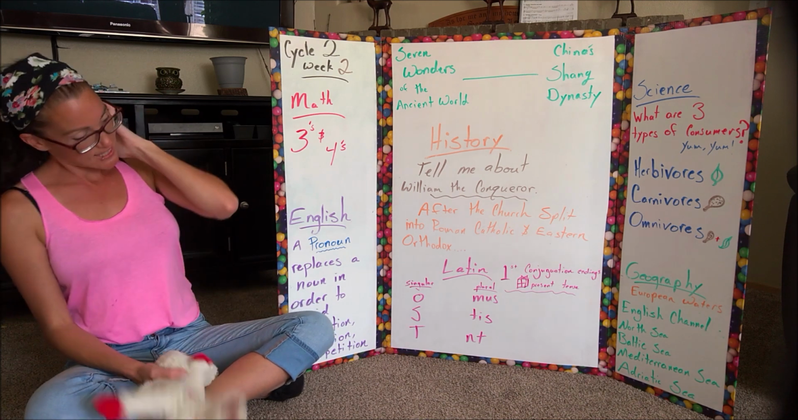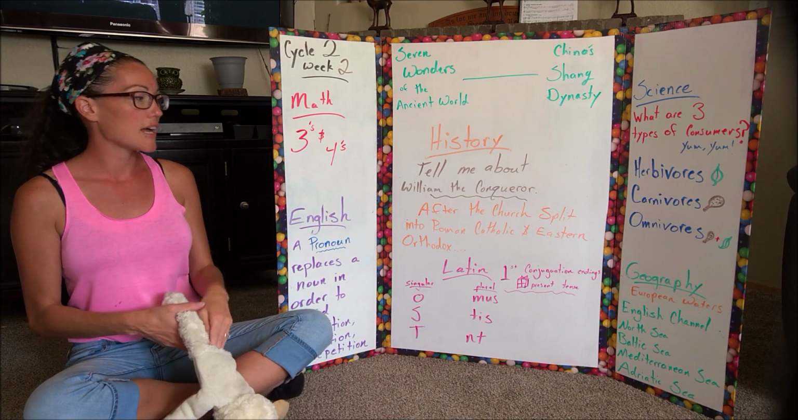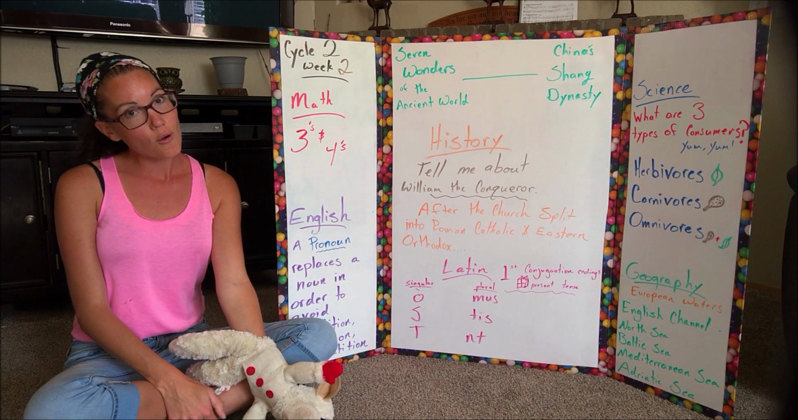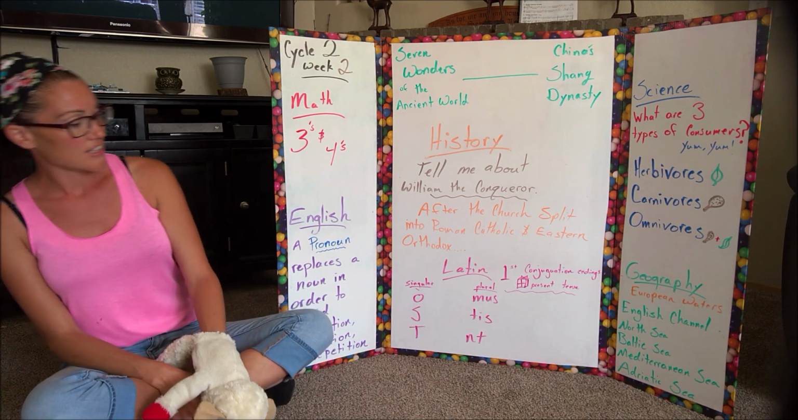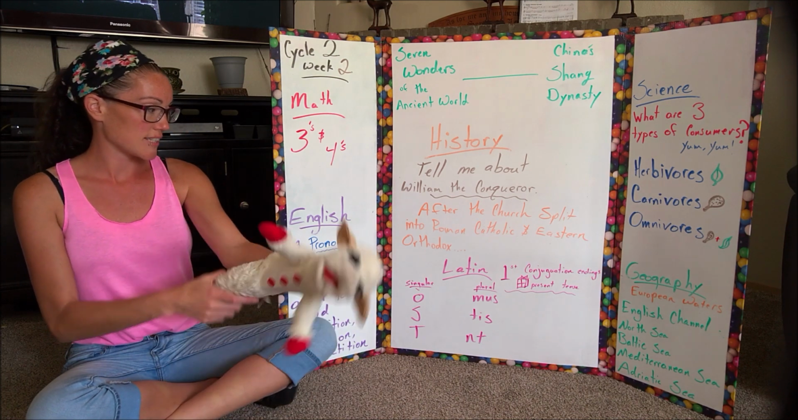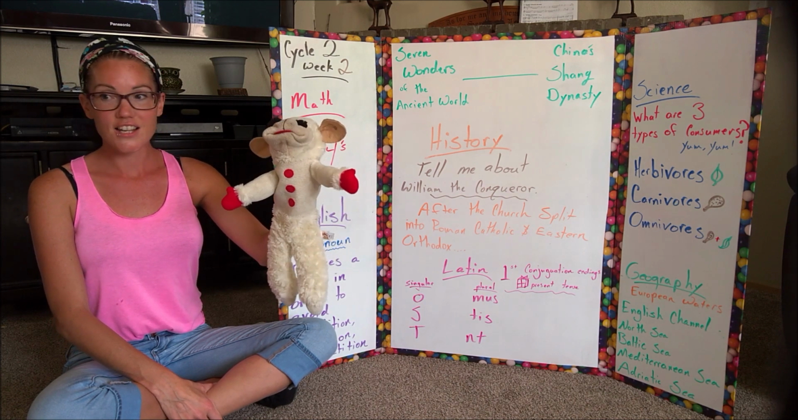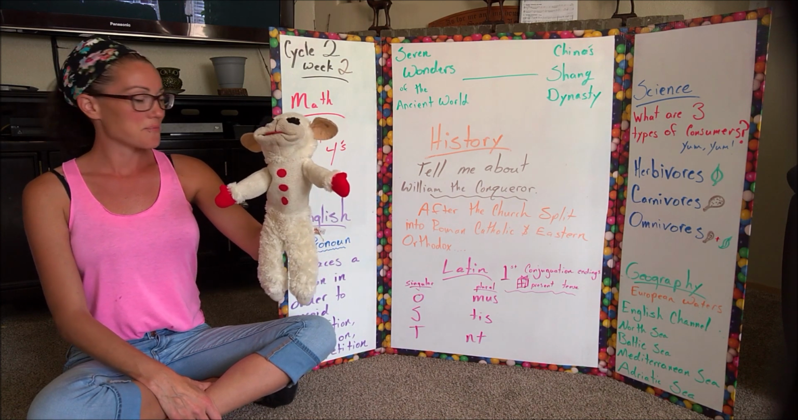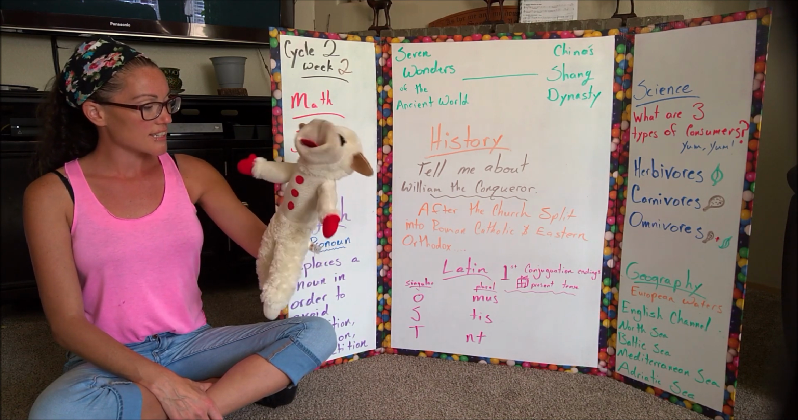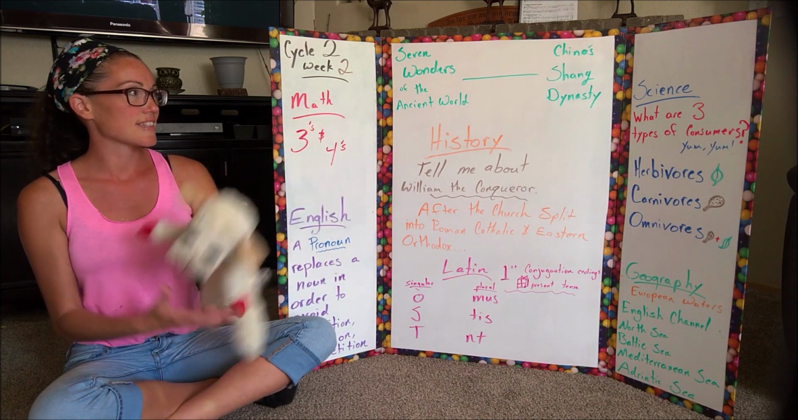Then we have Latin. It's the same as last week. It is first conjugation endings present tense. And what do you do when you get a present? You say, oh, for me. So it starts with O for present tense. First conjugation endings present tense. O, S, T, mus, tis, nt. O, S, T, mus, tis, nt. O, S, T, mus, tis, nt. First conjugation, present tense.